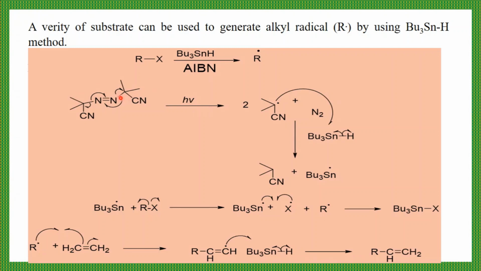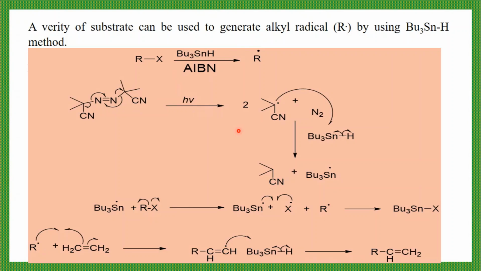So first, this initiator, AIBN, undergoes homolysis. It's a symmetrical molecule, and it has this azo bond, the nitrogen-nitrogen double bond, and carbon-nitrogen single bonds. So homolysis takes place at these carbon-nitrogen bonds, and it generates two carbon radicals, plus a neutral nitrogen molecule, N2, in presence of heat or light.